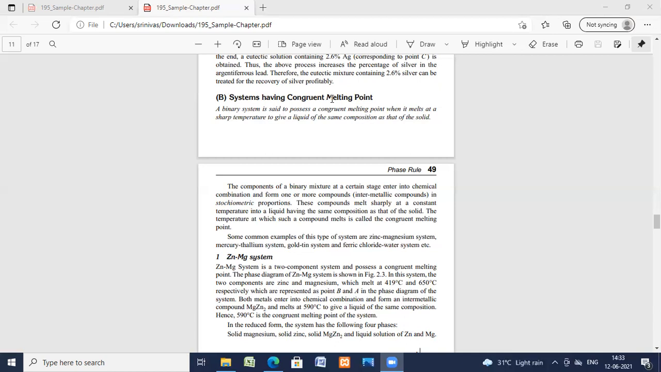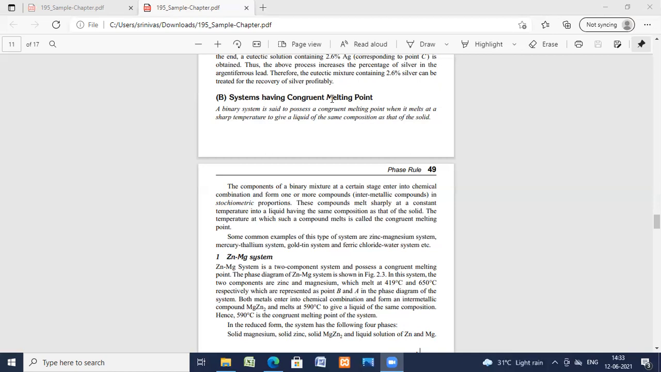So the degrees of freedom is reduced by 1. There is no gas phase, so degrees of freedom is reduced by 1. The vapor pressure of the solid is very less. Therefore, it is getting reduced by 1. So you are having the reduced phase rule. What is the reduced phase rule? F prime is equal to C minus P plus 1. F prime, F is the number of degrees of freedom.